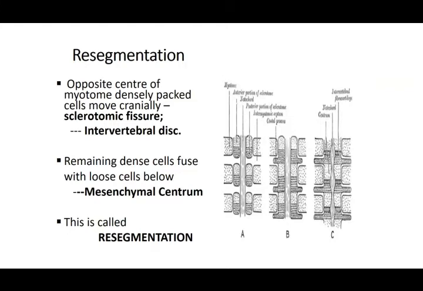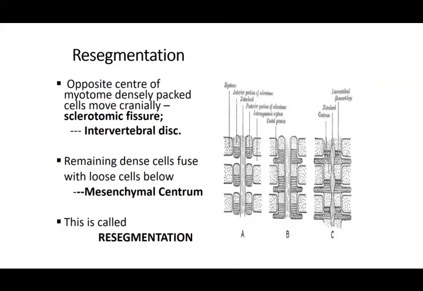intervertebral disc. The remaining dense cells fuse with the loose cells below, that is your mesenchymal. So one is going to go upwards and one half of it is going to go downwards. And where you fuse the two cells, that is the dense from above and loosely arranged from below, they are going to form your mesenchymal centrum. That is the foundation stone or the mesenchymal block of your vertebra.